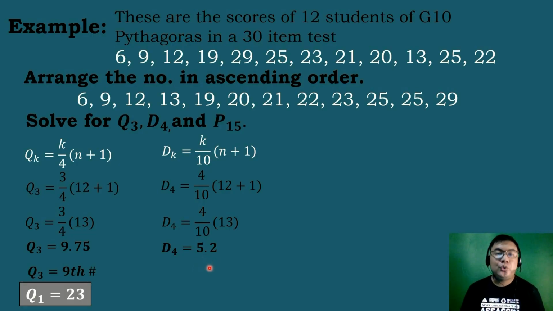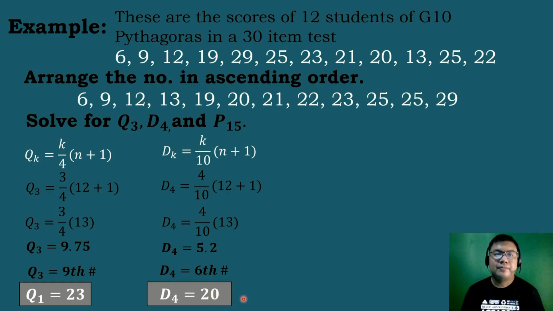So 5.2, if we will round up this number, this will become 6. So we are looking for the 6th number of this course. The first one, the second one, the third one, fourth, fifth, and the 6th number. And that is equal to 20. Therefore, decile 4 is equal to 20. Meaning to say, the interpretation of this answer, 40% of the students has a score which is less than or equal to 20.